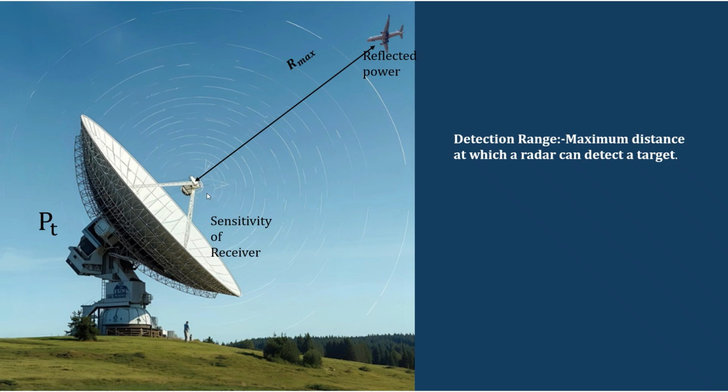It's very easy to derive this maximum range, because we just have to trace the path of the electromagnetic wave from the transmitter to the target and then coming back to the receiver end. If we trace this path, we can easily derive the maximum detection range. So let's see how it is done.